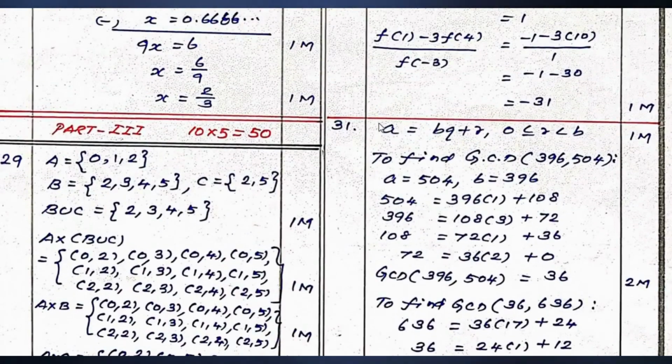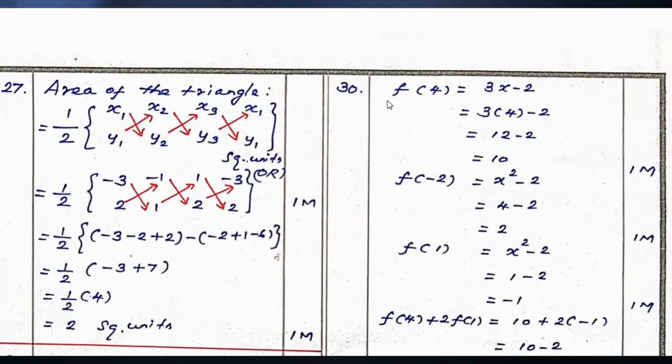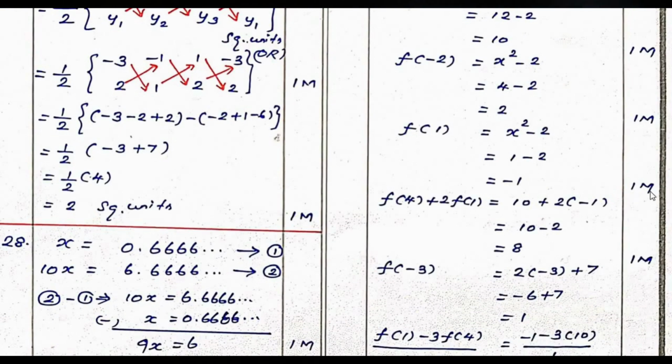Then question number 30. Find f of 4: the answer is 10, for this stage 1 mark. f of minus 2, the answer is 2, 1 mark. f of 1, the answer is minus 1, 1 mark. Then substitute f of 4 plus 2 into f of 1. Substituting the values of f of 4 and f of 1, we get the answer 8, for this stage 1 mark.